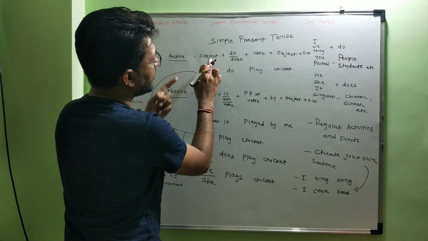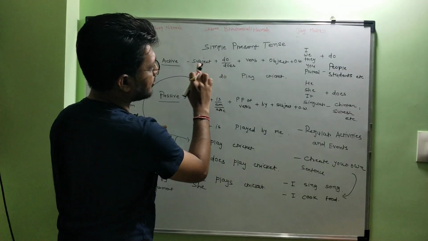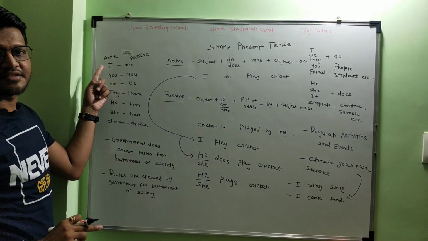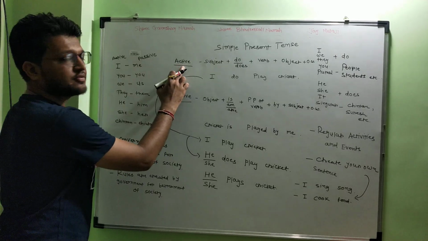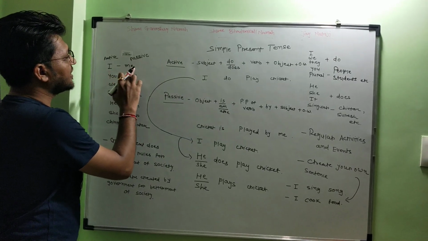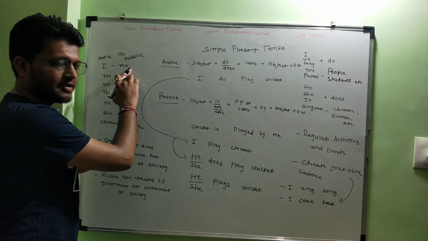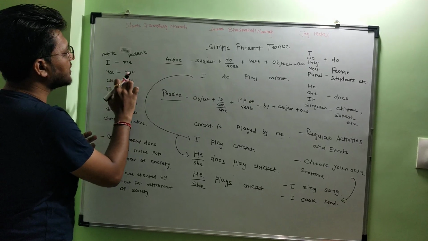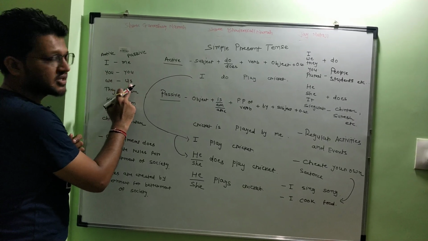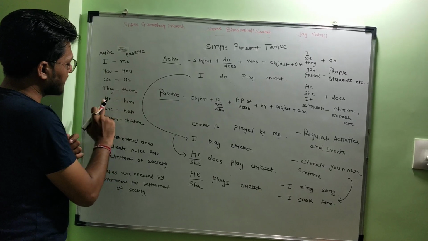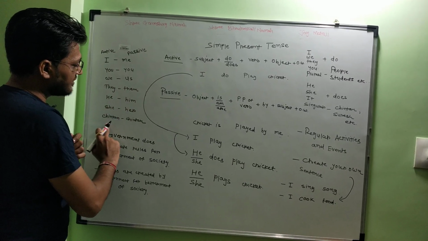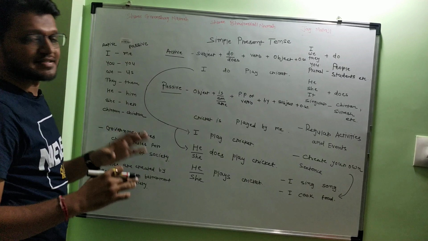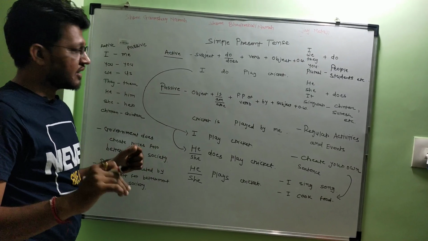Now when we transfer the subject from this point to this point, the conversion will be done something like this. If in your active sentence I is there, then in passive it will become me. In the same way, the rest of the subjects will also be converted: you will be converted into you, we into us, they into them, he into him, she into her, and the rest of the subjects like people, students, Chintan, Suresh will remain as they are. I hope it is clear now.